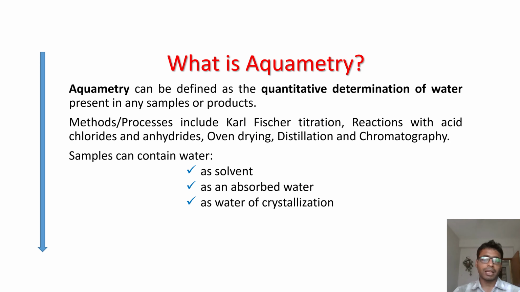So what is aquametry? Aquametry can be defined as the quantitative determination of water present in any sample or products. Methods include Karl Fischer titration, reaction with acid chloride and anhydride, oven drying, distillation, and chromatography. Samples can contain water as solvent, as absorbed water, as water of distillation. Actually, aqua means water and metry means measurement. So by aquametric method, we usually measure the quantity of water in any pharmaceutical sample or any other products.